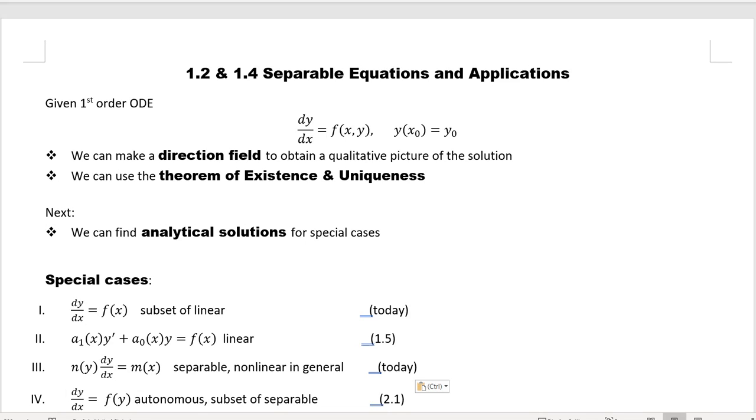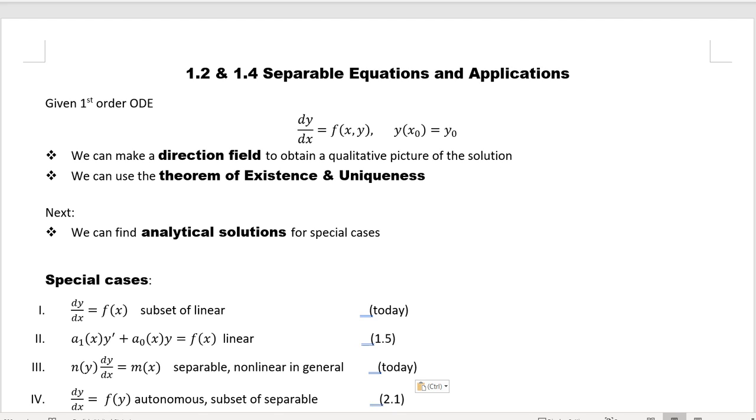Hi everyone! Today let's talk about sections 1.2 and 1.4, separable equations and applications. Given the first order ODE, dy/dx equals f of x, y, and the initial condition y of x0 equals y0, we can make a direction field to obtain a qualitative picture of the solution. So we can estimate what the graph of the solution looks like.